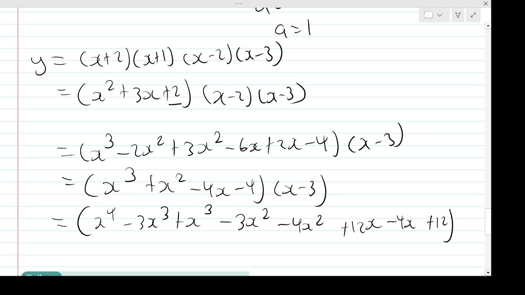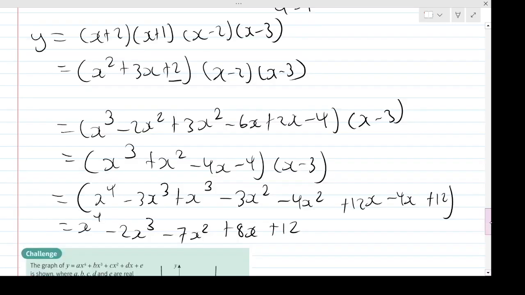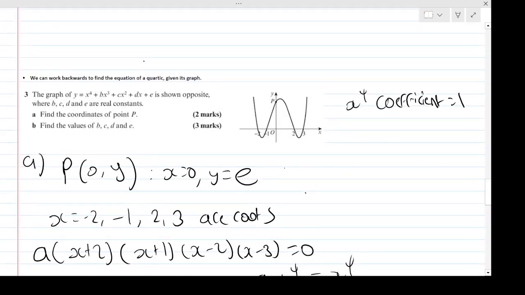So that's it, right? Finally we can simplify it to get x to the 4, then minus 3x cubed plus x cubed, which is minus 2x cubed. Then minus 3x squared minus 4x squared is minus 7x squared. Then we can collect the x terms: plus 12x minus 4x is plus 8x. Lastly, the number at the end is plus 12, and there we are. That's our quartic.